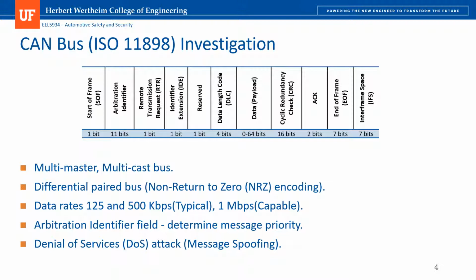In my last research, it was shown that this arbitration identifier field was used for denial of service attacks, and that you could create high priority messages by setting this field to 0 and flood the system, creating so much traffic that the bus can no longer operate as designed.